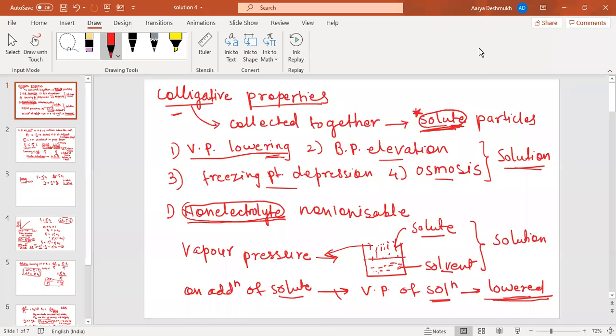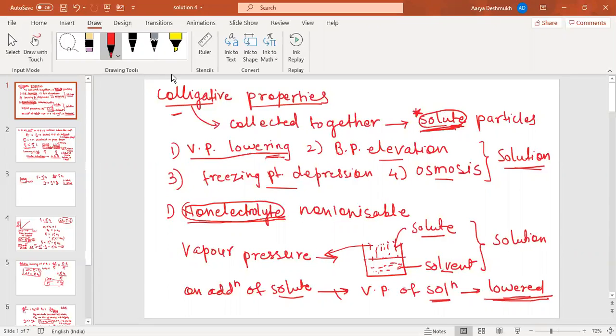Hello everyone. Now let us start with the colligative properties of non-electrolyte solutions. In Greek, colligatus means collected together. The physical properties of solutions that depend on the number of solute particles, and not on their nature, are called the colligative properties.